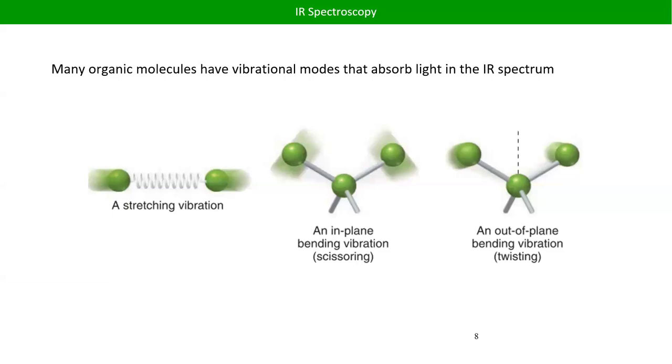As soon as you get something like this, though, look at page 4 of your packet. All of those peaks over on the right-hand side, all of those jagged little sections, every one of those is a different frequency for this particular compound where it's absorbing light. So a couple notes about this.